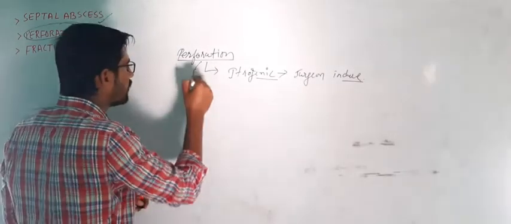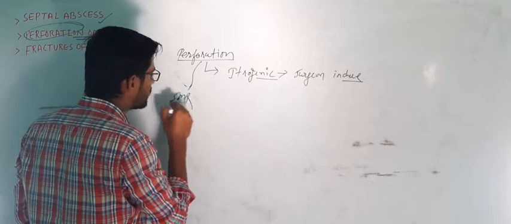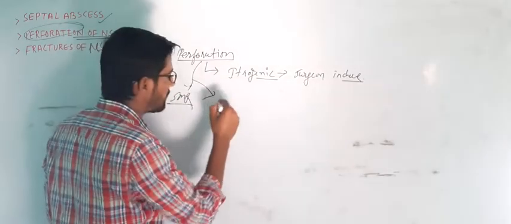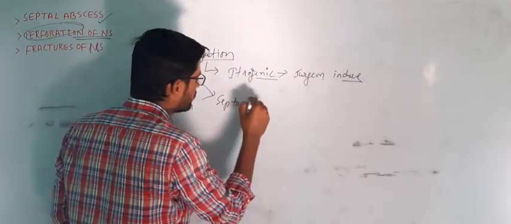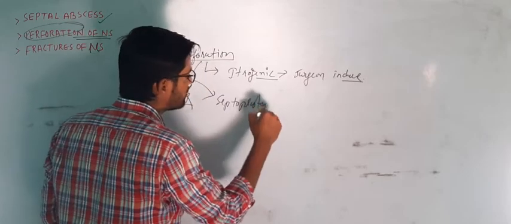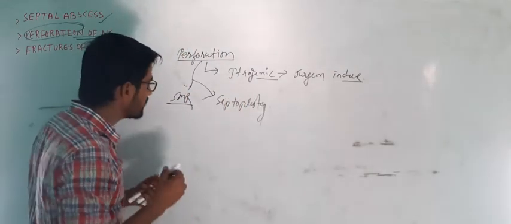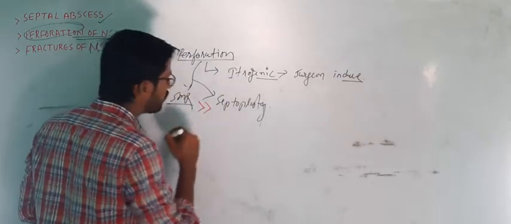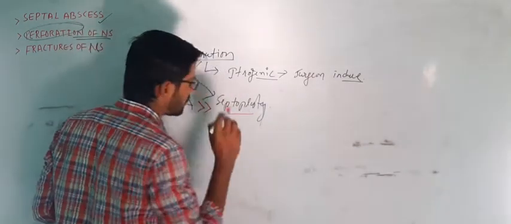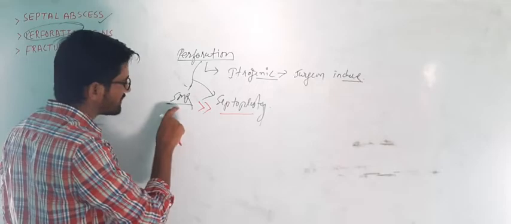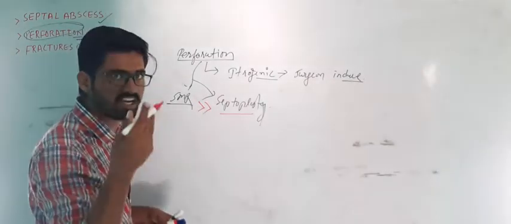So SMR, submucosal resection, and septoplasty. In these surgeries we can see this perforation. But the ratio is higher in SMR than in septoplasty. Why? I will teach SMR and septoplasty later, right?